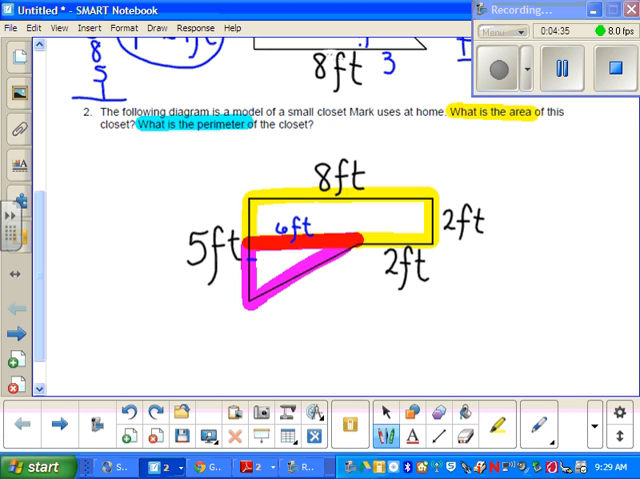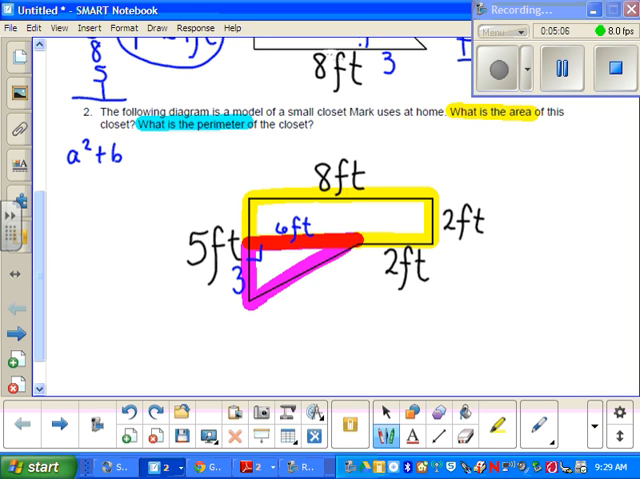So I know that that part of the triangle is 6 feet because I know all the way across is 8, and I take off that 2, so that leaves 6. And then I know that the other side of my triangle is going to be 3 feet because it is 5 minus 2. So I know that other leg of my triangle is going to be 3 feet, sorry. Isn't that correct?